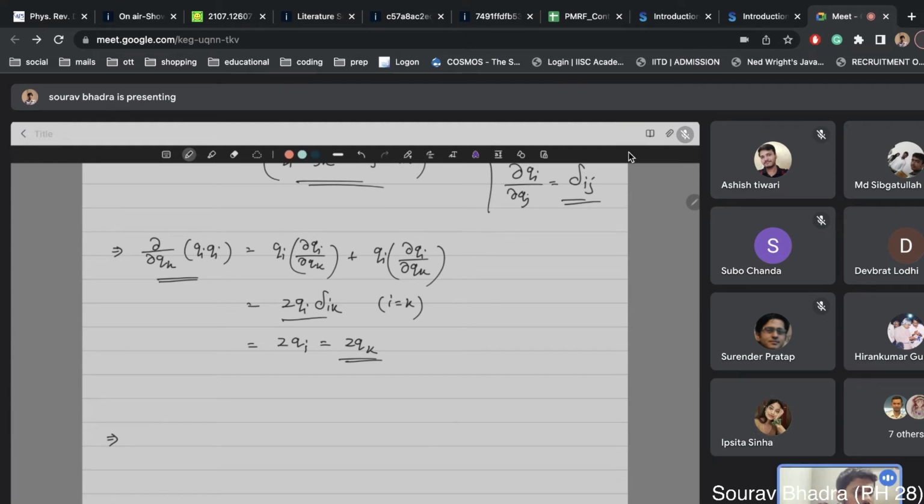Okay, so both are correct. Otherwise it will be 0. It is only non-zero if i equals k. So I think any of the options should be correct, and you must be awarded the marks for any of the choices.